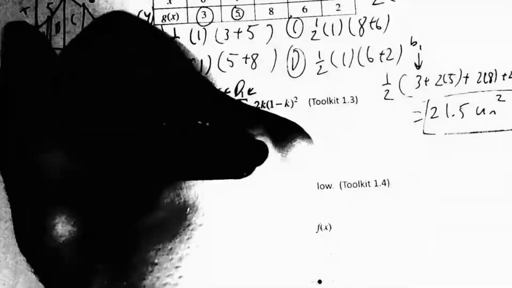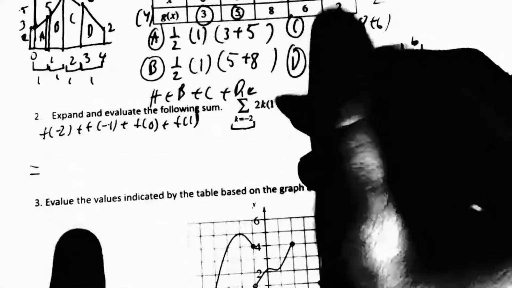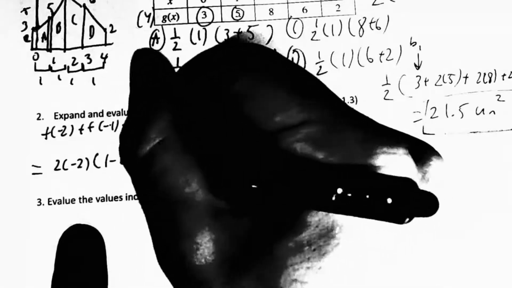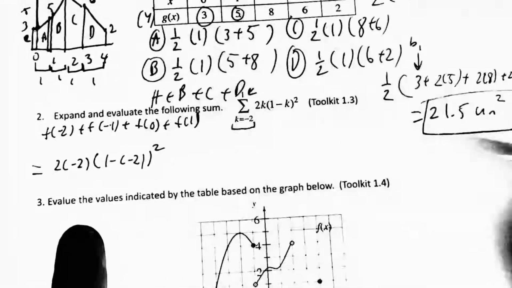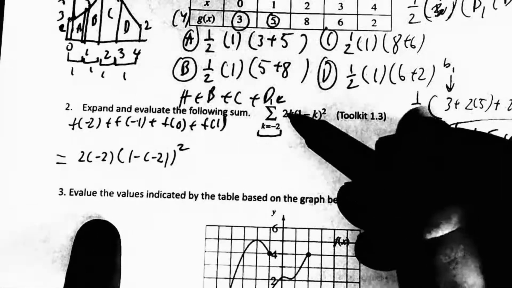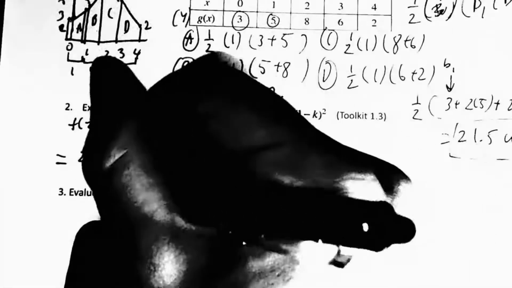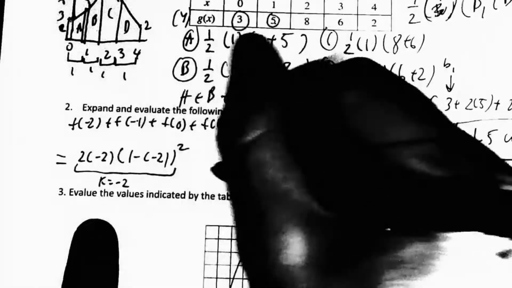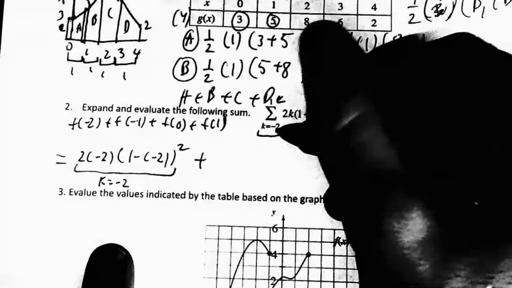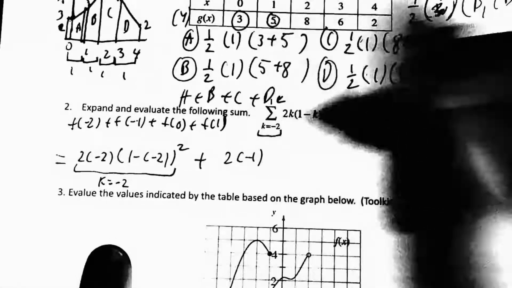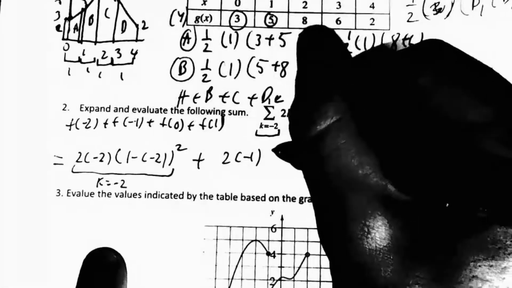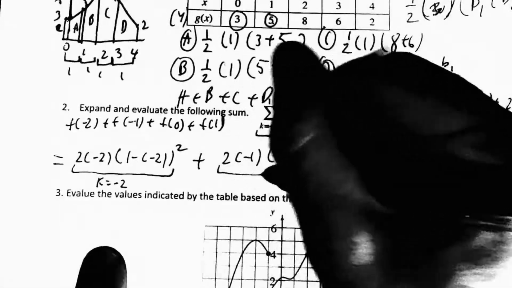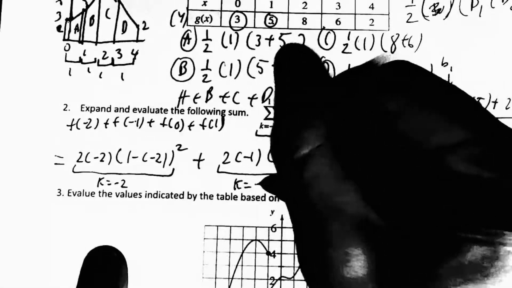So what that looks like is let's plug in -2. I'm going to get 2 times -2, right? Times 1 minus -2 squared. All I did was take -2 and plug it in for k. That's all that is. All right, so this is this one here. That's k equals -2. And then I'm going to add -1. 2 times -1 times 1 minus -1 squared. This is k equals -1.